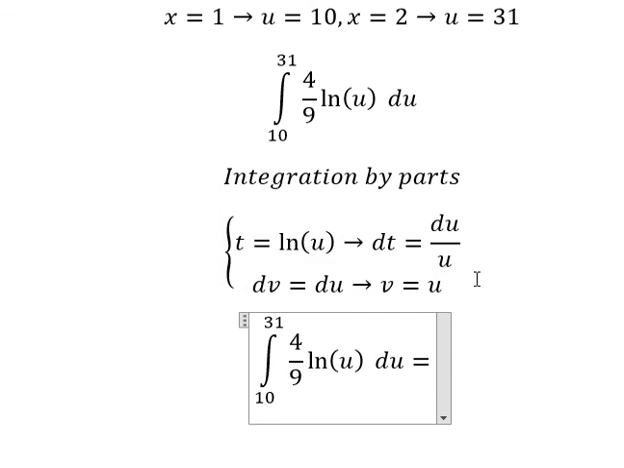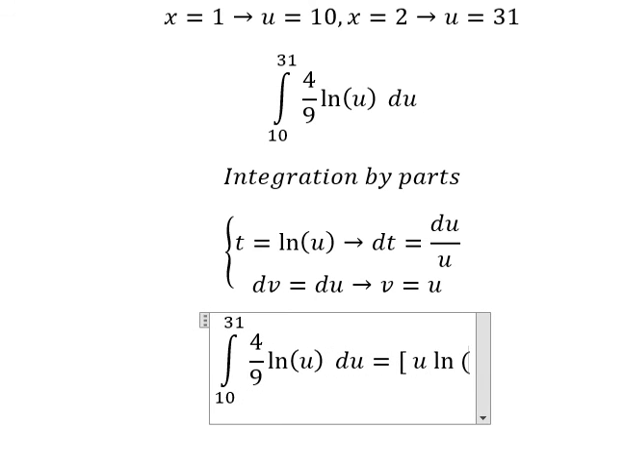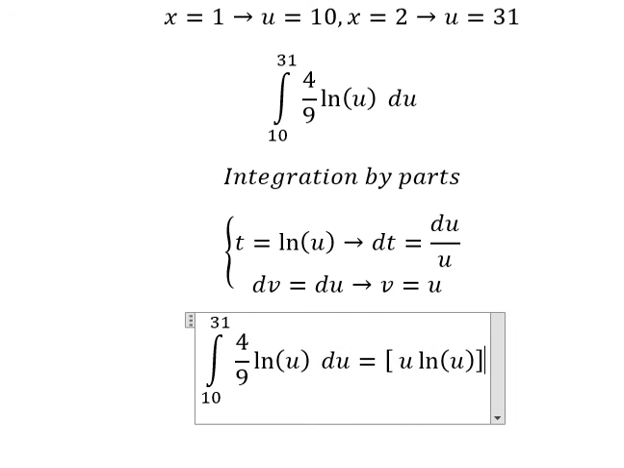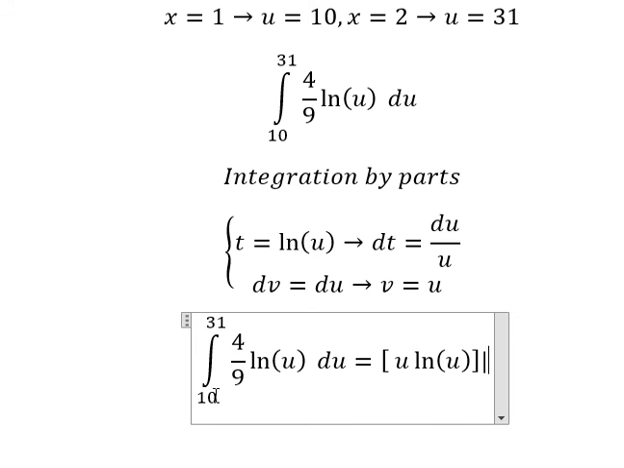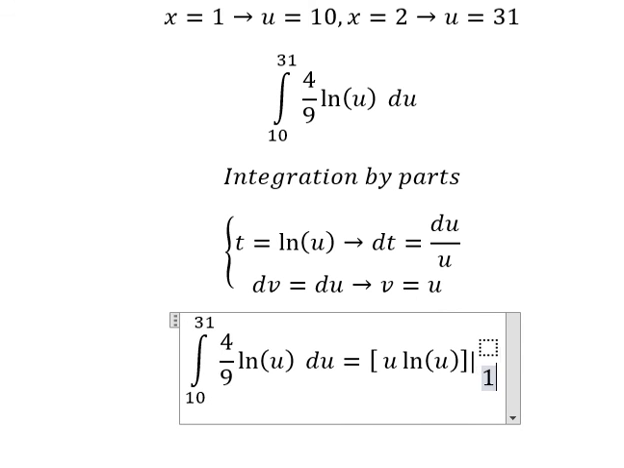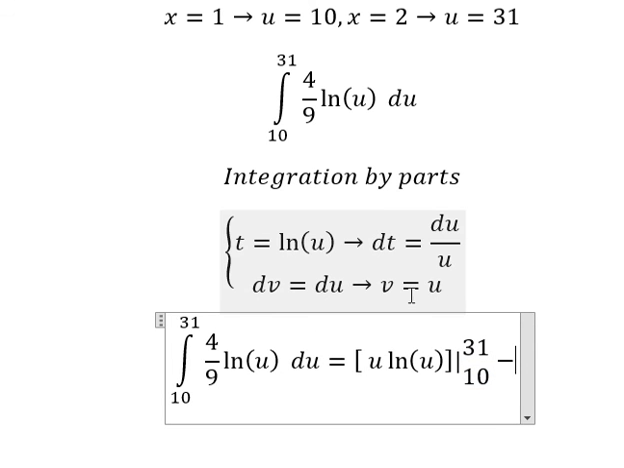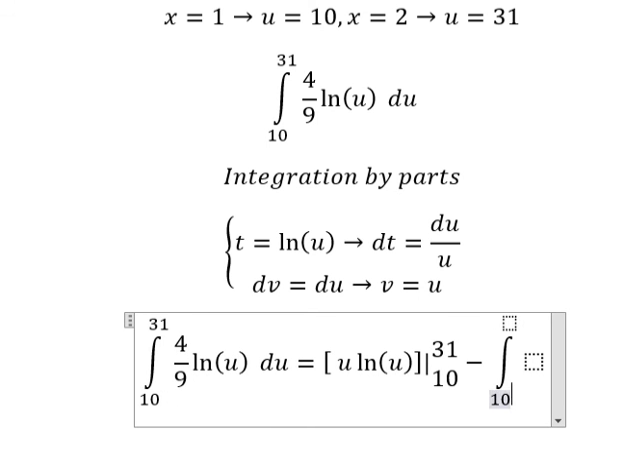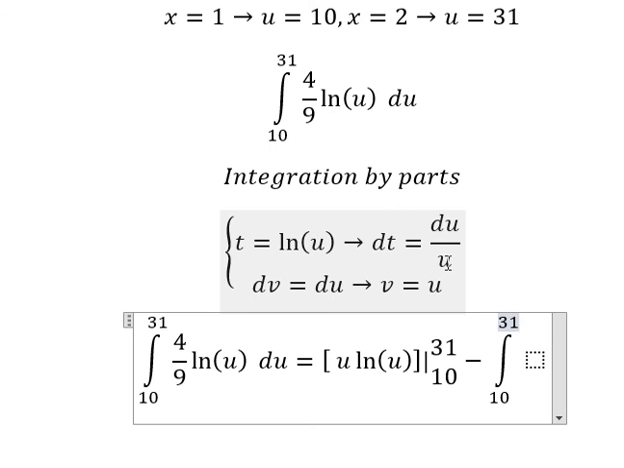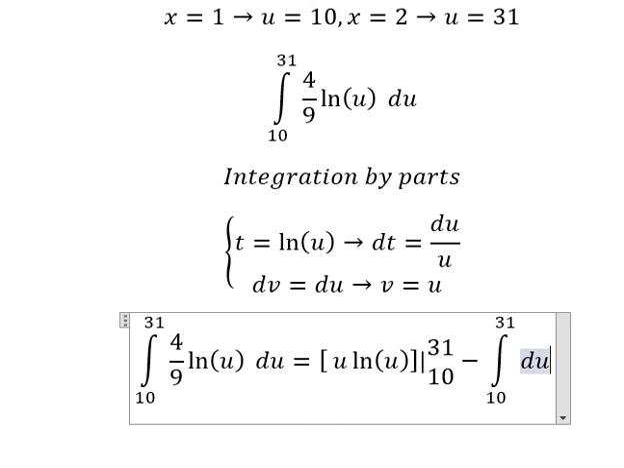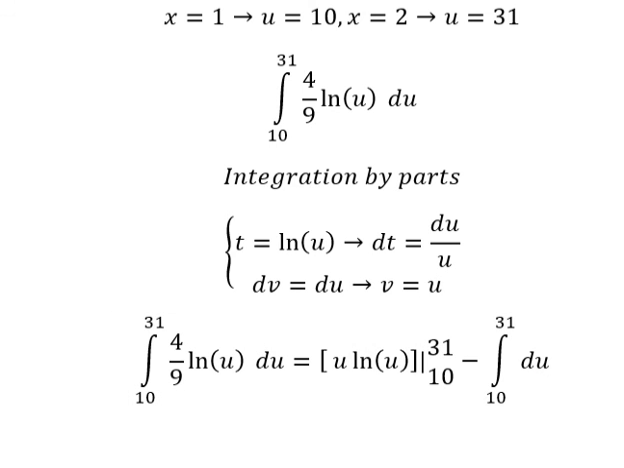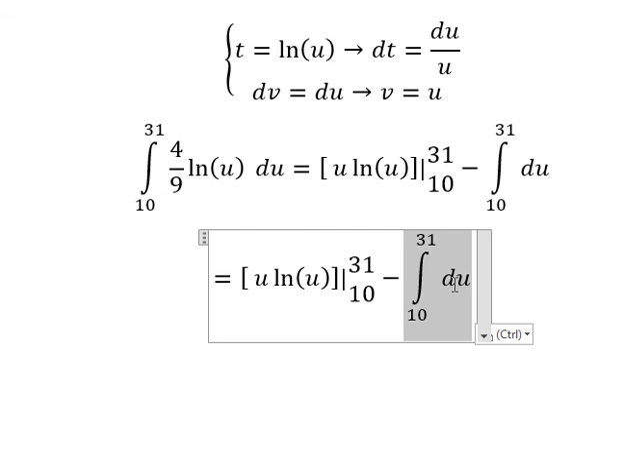So we have t multiplied by v, and we put the bounds from 10 to 31. Minus, we have the integration of v dt from 10 to 31. So u divided by u, we have 1. So the integration of du is u.